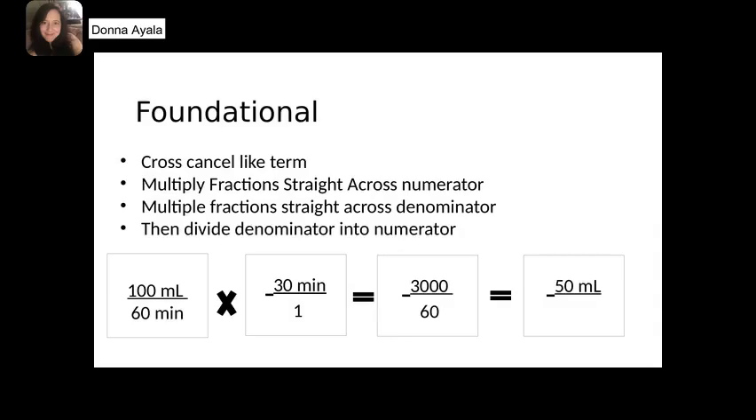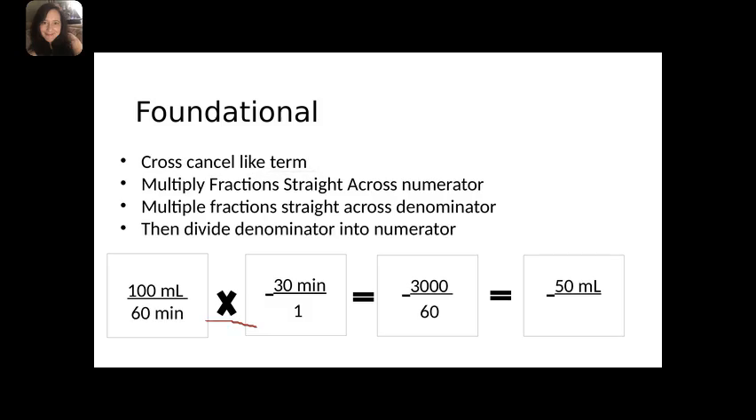Other foundational information. Once we have our fractions and we develop an equation, these principles come into play. Recall that you can cross cancel like terms. And when I say like terms, I'm referring to factor labels. However, there's a couple of things that you need to recall. You can cross cancel like terms if they're opposite the multiplication and if they're opposite the position.